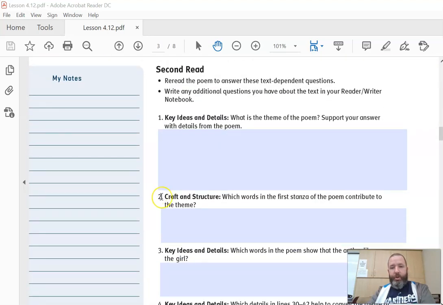Alright, so after you read the poem, number 1, what is the theme? Support your answer with the details from the poem. Okay, sometimes that's a tough one. So remember, theme is what the speaker learns, what the author would like us to learn, or what life lesson or big idea comes from the poem itself.